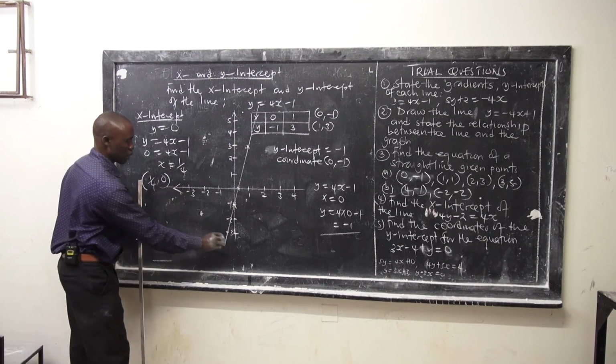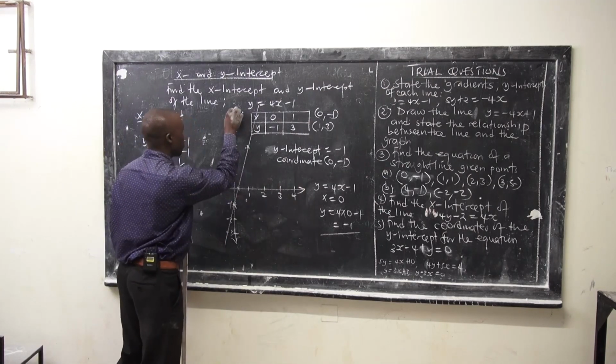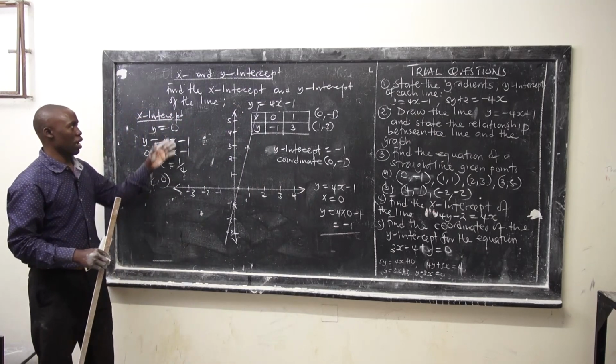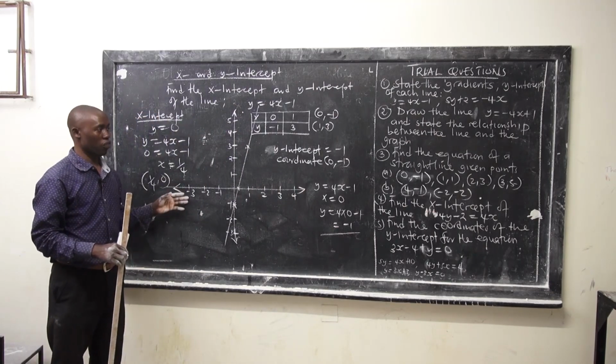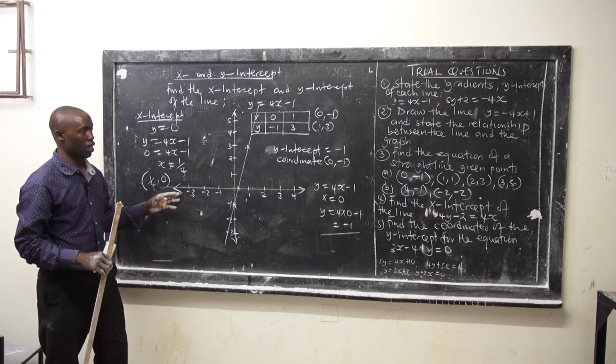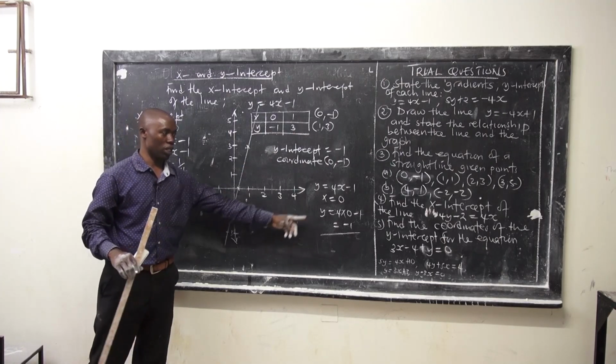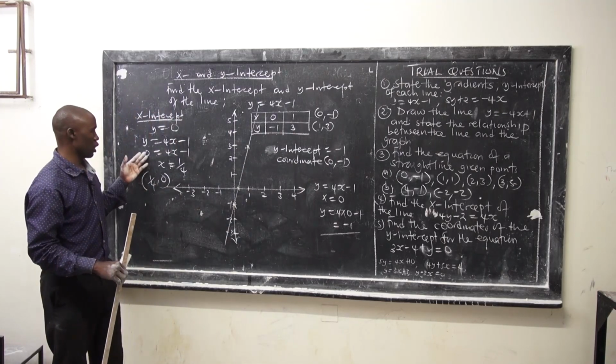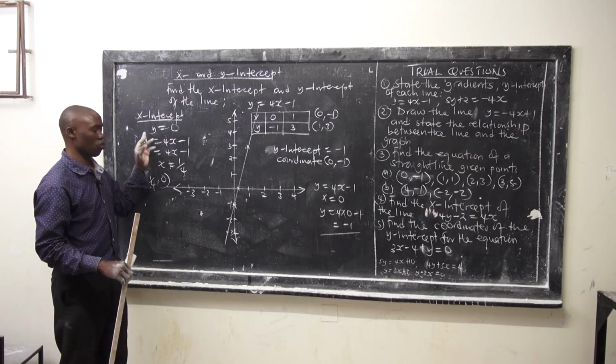So these axes have to be continuous. Now that's how we arrive at the intercepts for both the x and y intercept. We realize that you get the y-intercept by equating x to 0, and you get the x-intercept by making y 0.